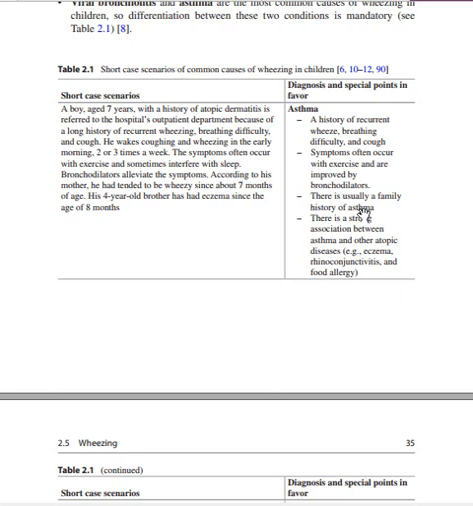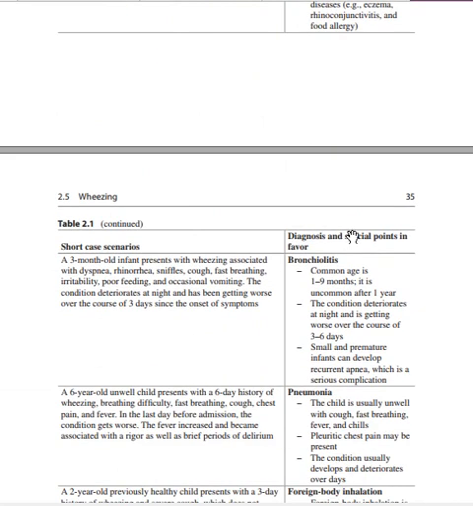There is usually a family history of asthma, and in this case there's a family history of eczema, which is associated with asthma in a syndrome called atopy. There is a strong association between asthma and atopic diseases such as eczema, rhinoconjunctivitis, and food allergy. Exactly. So that was the first case scenario.